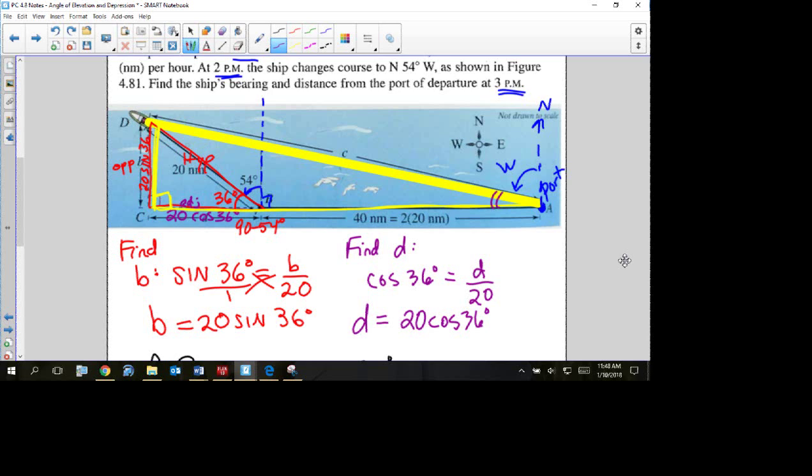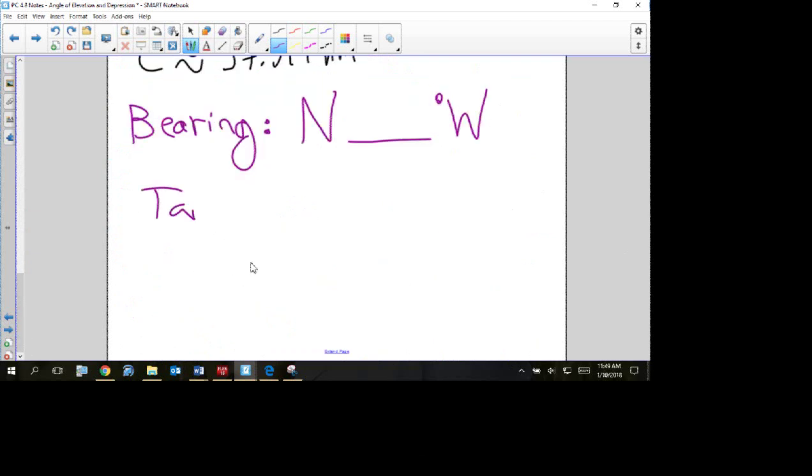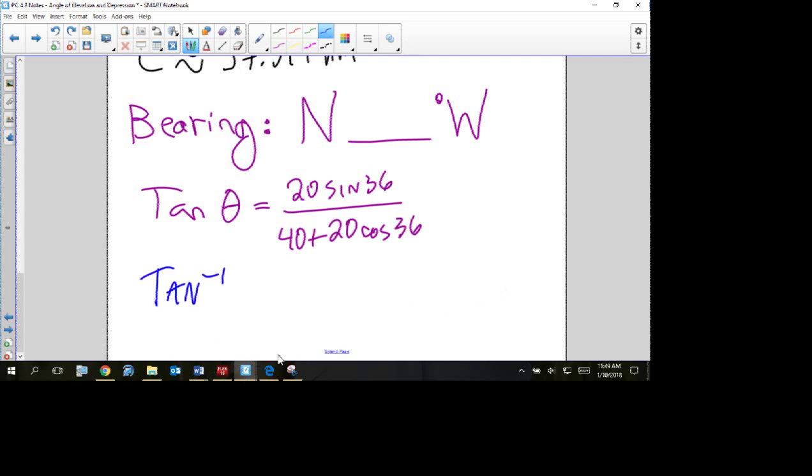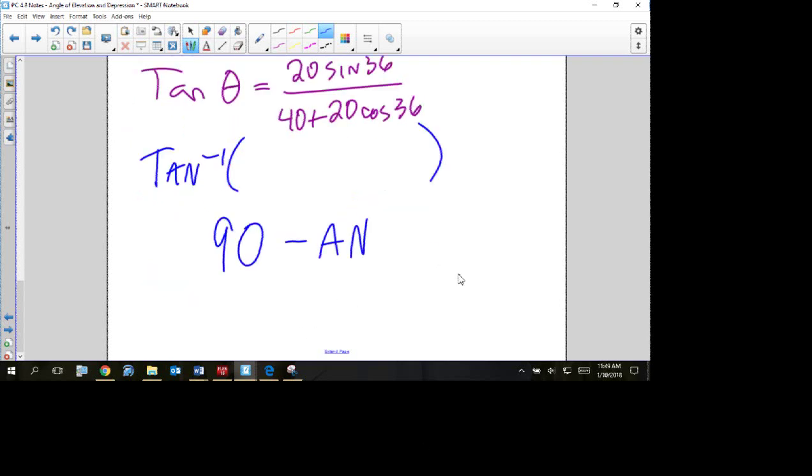To find this angle, I'm going to use sides that I know. I'm going to think about opposite, and I'm going to think about adjacent. What uses opposite and adjacent? Tangent. So I'm going to do tangent of the theta I'm trying to find is opposite, which was 20 sine 36, and adjacent is 40 plus 20 cosine 36. And how do we get theta by itself? We do tangent inverse of that. And then whenever you get that answer, we're going to do 90 minus our answer. So you're going to need to try that on your calculator to see if you know how to type it in correctly.